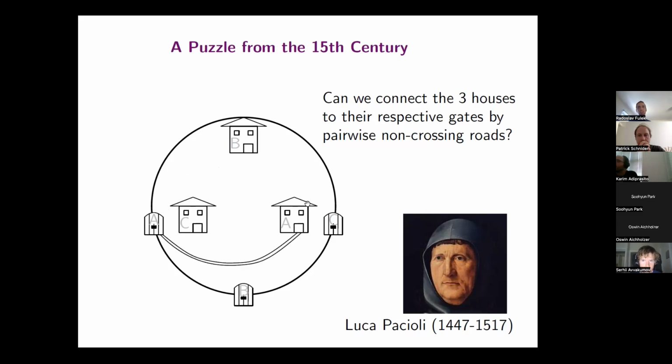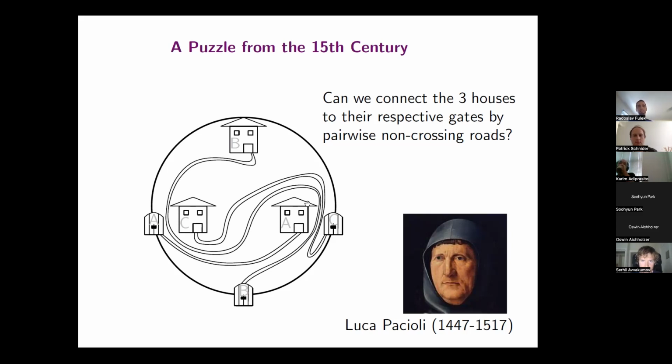So perhaps the best way is, okay, what about if we first connect house A with the gate A and then house B with the gate B? But that also leads to a dead end. So at this point, the solver of this problem suspects that there is no solution, right? However, there is a solution, because the positions of the houses A and C inside of this enclosure don't really matter.